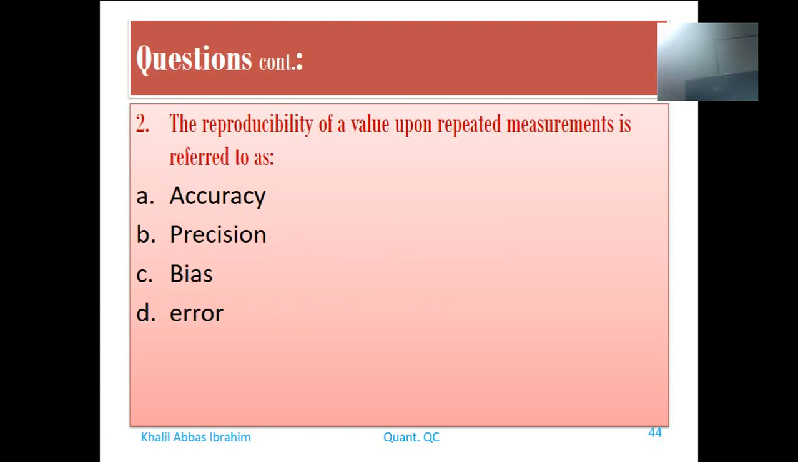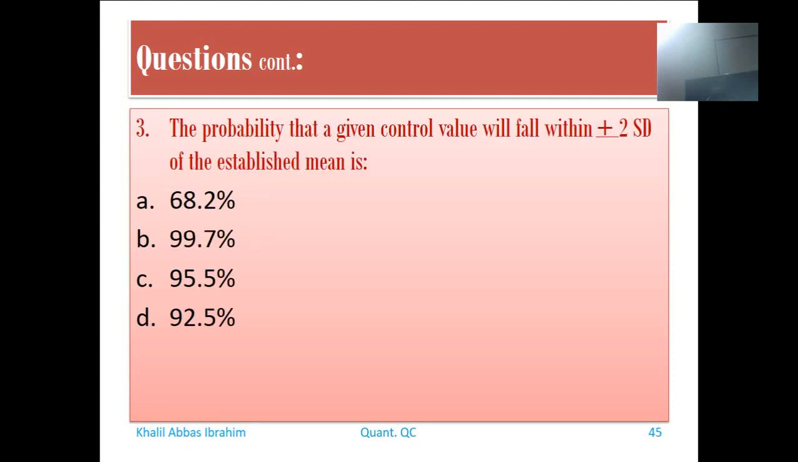Question 2. The reproducibility of the value upon repeated measurements is referred to as: accuracy, precision, bias, or errors. Which answer is more correct? Question 3. The probability that a given control value will fall within plus or minus 2 standard deviations of the established mean is: 68.2%, 99.7%, 95.5%, or 92.5%.